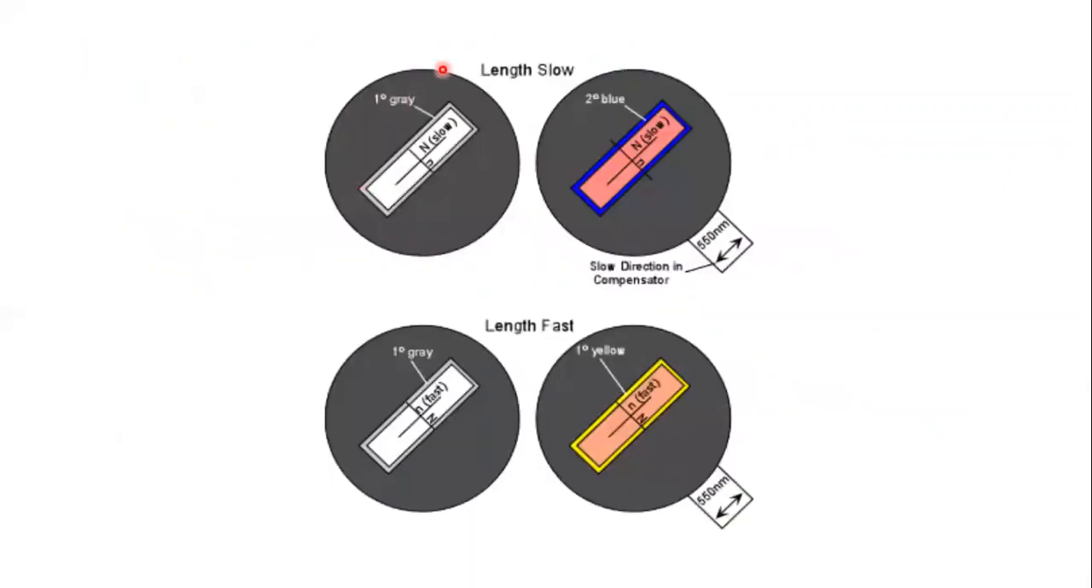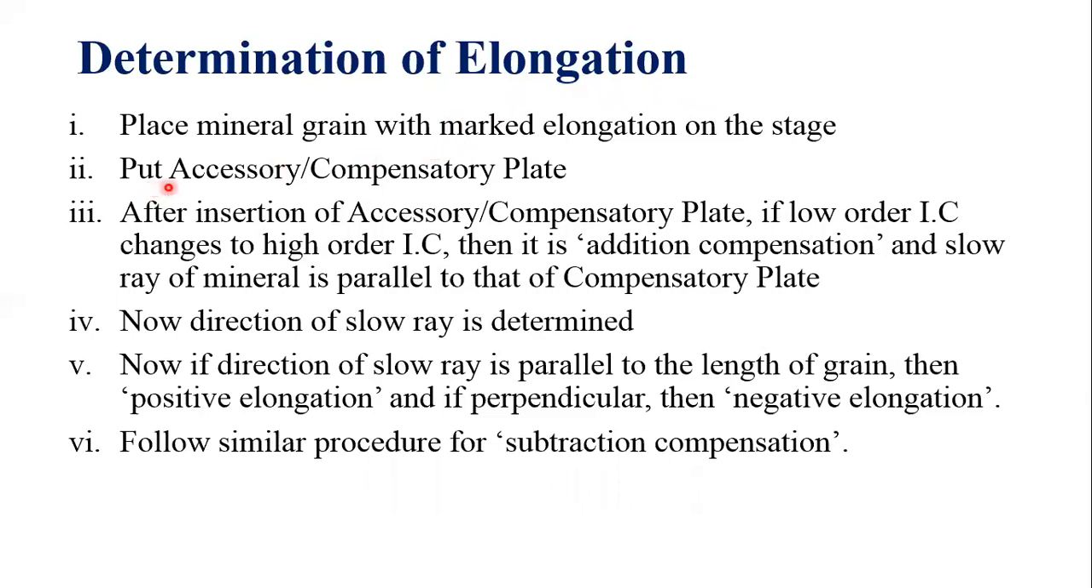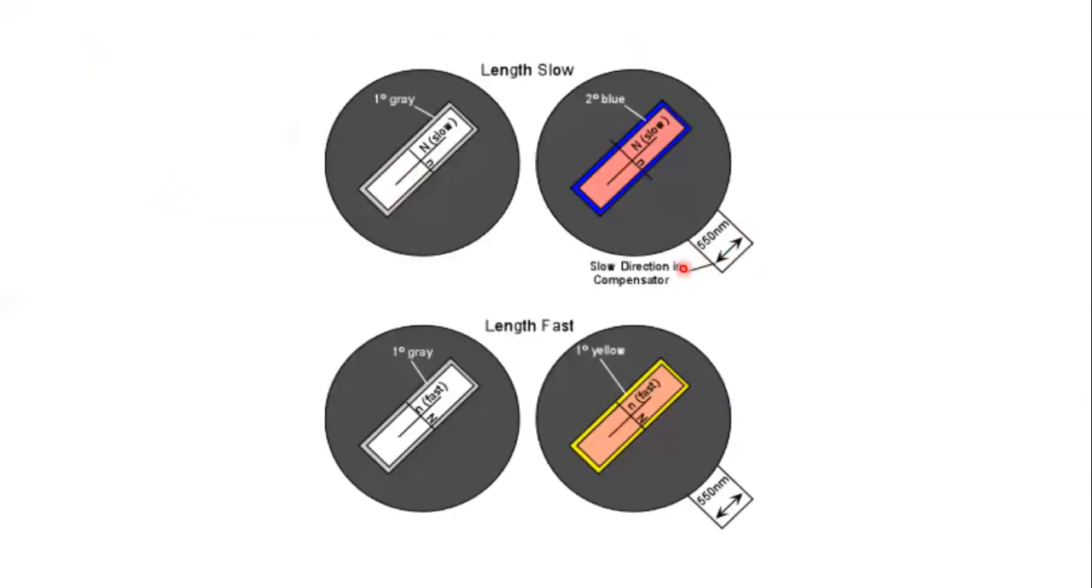Suppose this is a mineral grain as shown, this white is the mineral grain and it has elongation in this direction. We have marked the elongation. Now after marking the elongation, we put the accessory plate as shown here in the second diagram. Before the accessory plate, we also observe whether interference color is of high order or low order. As shown in this diagram, interference color is first order gray. It means it is low order.